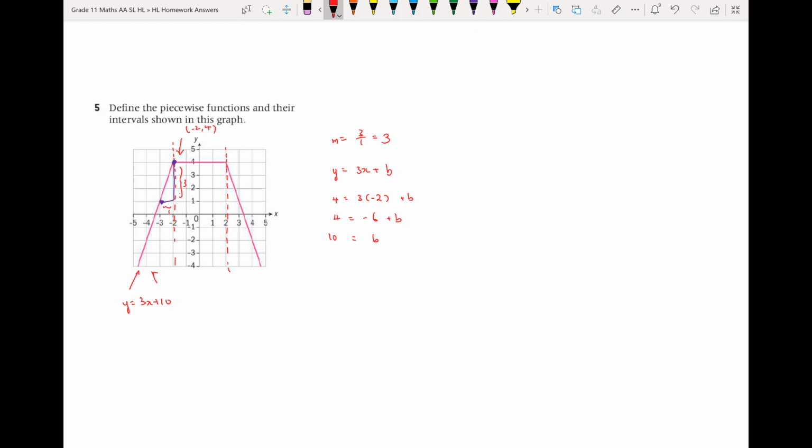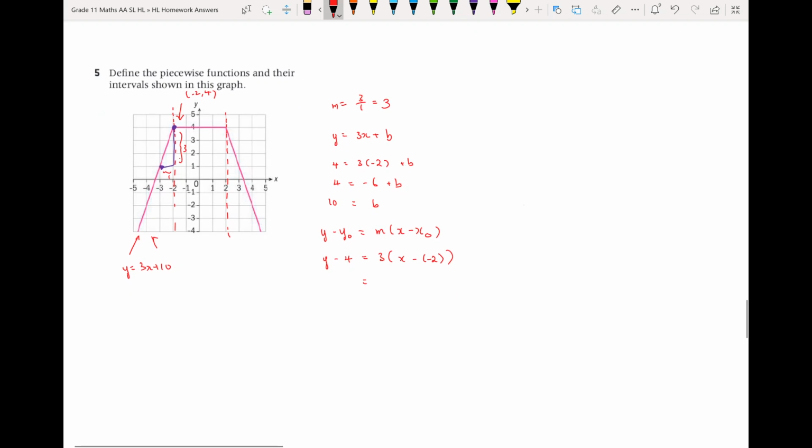Also, you could have used the more general formula, y minus y naught equals m times x minus x naught. So in that case, you would just do y minus 4 equals 3 times x minus 2. And then we should have the same answer. Okay, let me simplify the right first. This is the same as this. So if I expand the bracket and move the 4 to the right, then I have this. Okay, they're the same. So that's the first piece. Second piece is easy. It's a flat line, so this is at y equals 4.